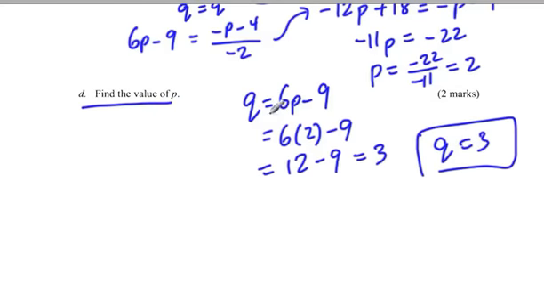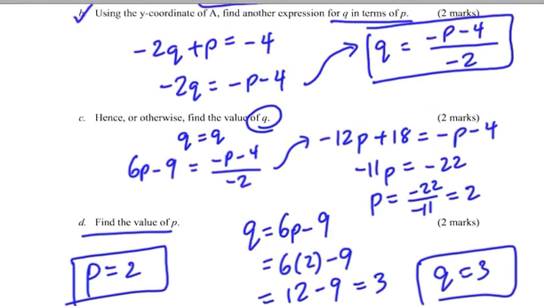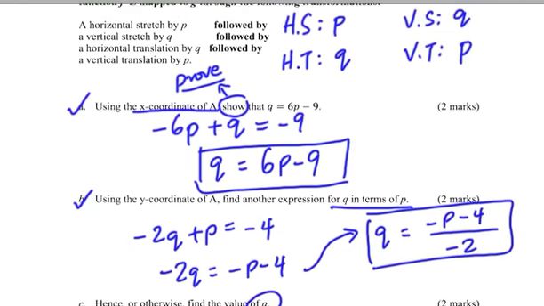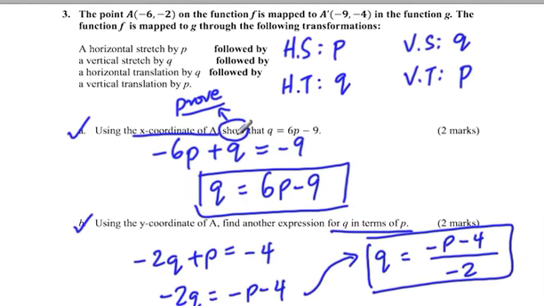Okay, and find the value of p. Well, we already did that over here, so p is equal to 2, and that's our solution. So q is equal to 3, and p is equal to 2. But the most important thing about this question is basically setting it up. How do we get that equation? Remember, negative 6 times p, because that's the x times the horizontal stretch, and then you're adding the q, and then you end up with negative 9. That's how you get one equation. You get a second equation with the y, and that's how you end up solving p and q.